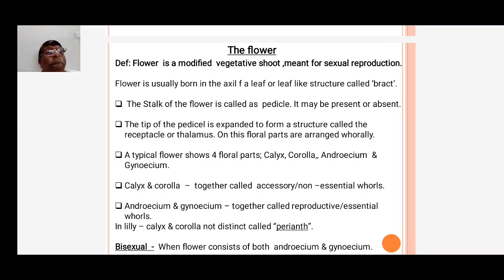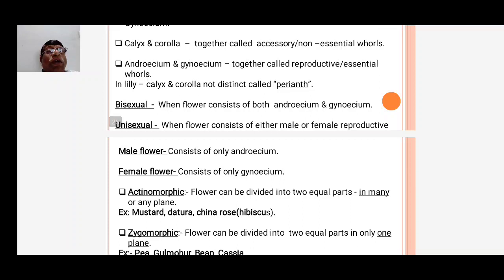The flower is said to be bisexual if the flower has both androecium and gynoecium, that is, male and female reproductive structures present. Common China rose, hibiscus, mustard are very common examples. Unisexual flowers: when the flower consists of either the male or the female reproductive structure, we call it unisexual.